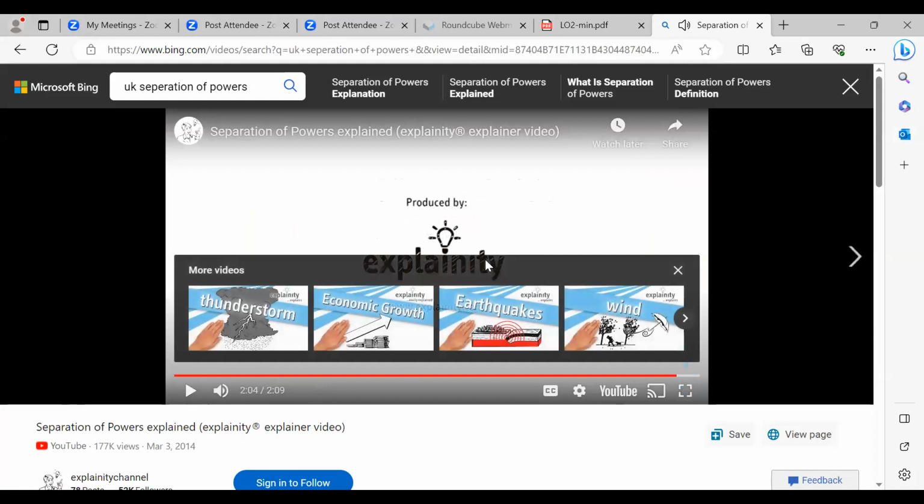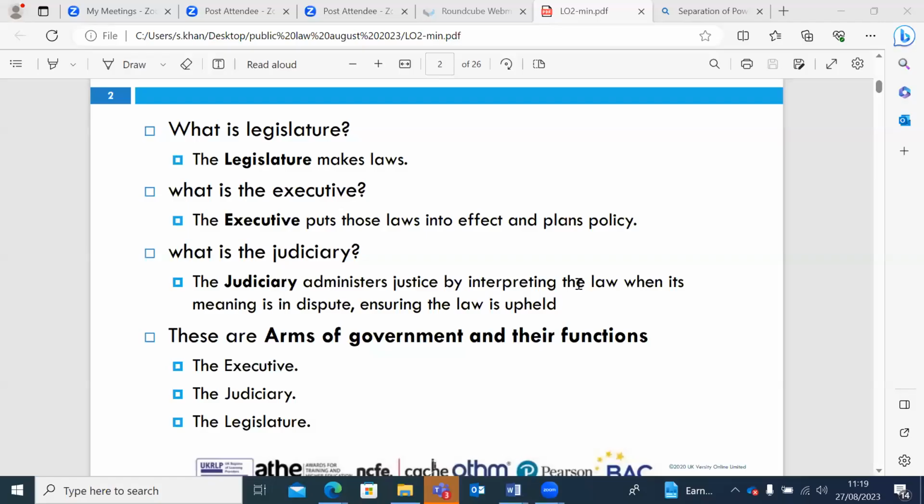As we can see from that video, it's just a short understanding of what separation of powers is and the issue of abuse of power. If separation of powers does not work in the state, how it is abused and how people have abused it previously. So we'll carry on with the slides now.